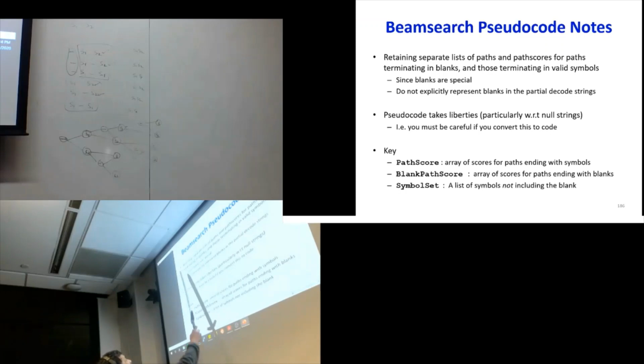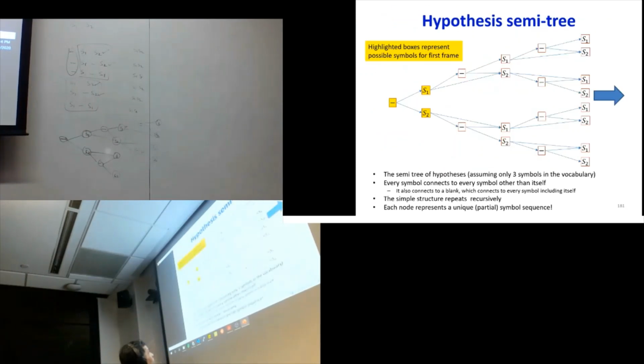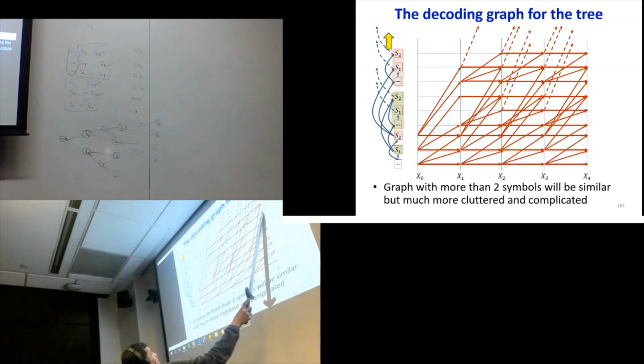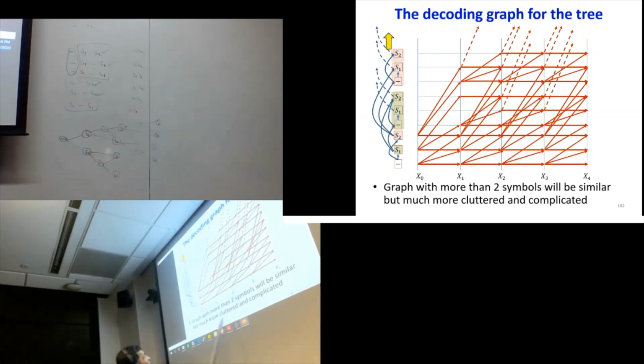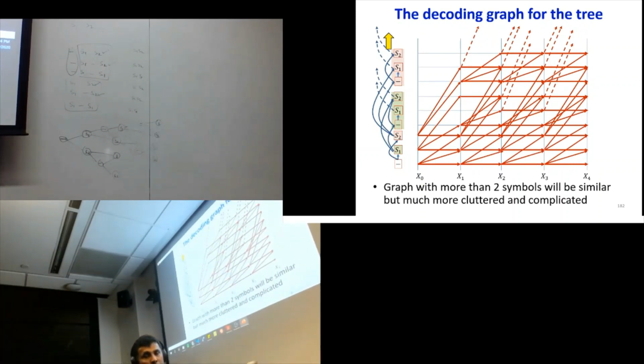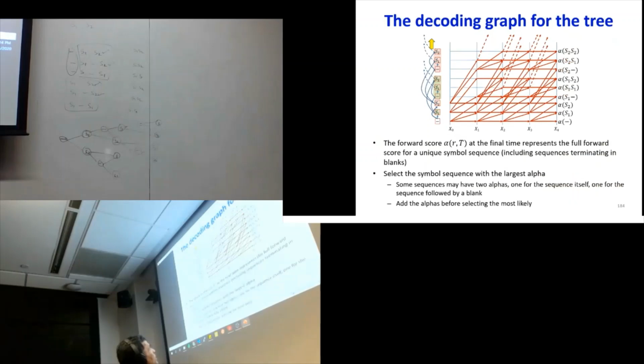So what we will do is to retain separate lists of paths and path scores for all paths that terminate in blanks and those that terminate in valid symbols. So if you go back over here, you'll observe that some rows represent a path that terminates in a blank. Some rows represent a path that terminates in a symbol. So we're going to keep separate lists for both of these.